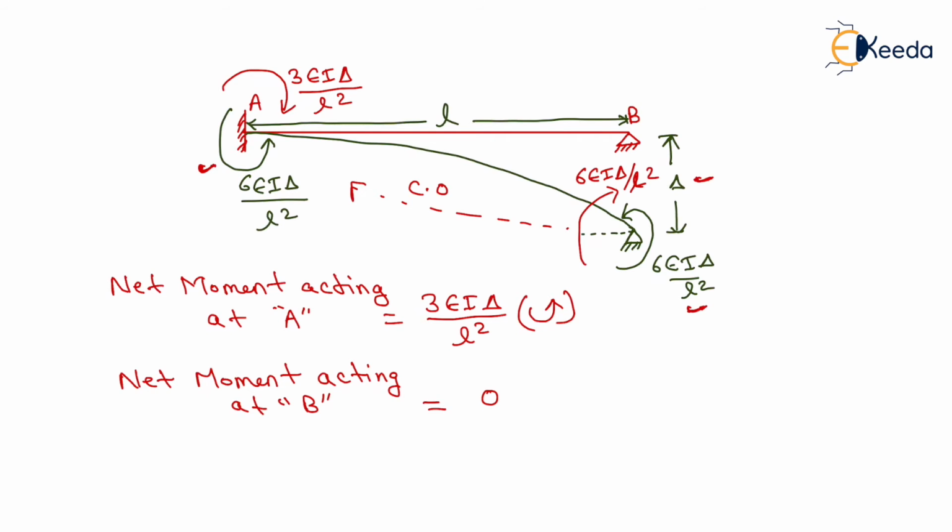So due to the sinking of support B by delta amount, the moment generated at end A will be 3 EI delta upon L square in the anti-clockwise direction and at B will be 0. That is all about this numerical.